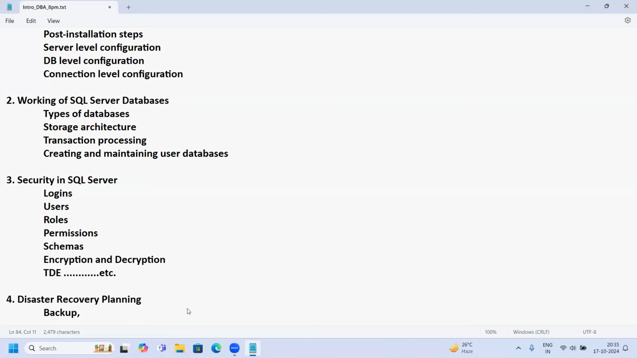Backup means what is full backup, what is differential backup, what is transaction log backup, what is file and file group backup, what is mirrored backup, what is striped backup, that's called split backup. What is copy only backup, what is tail log backup. You got 7, 8 types of backups.